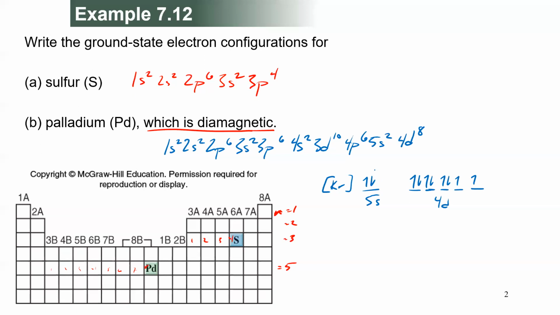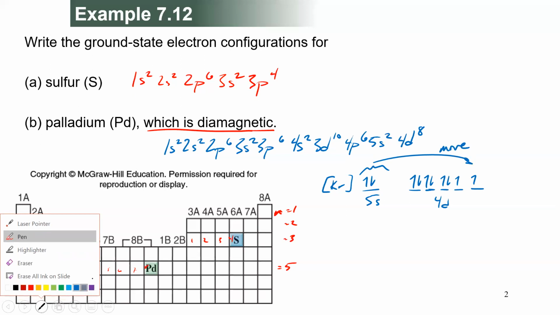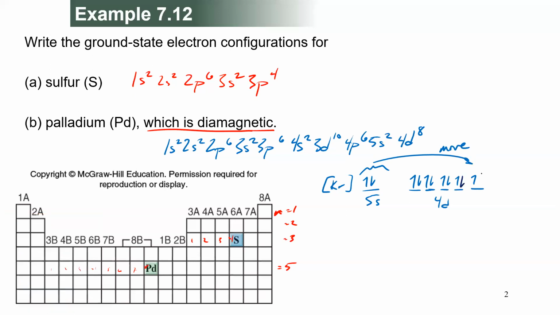And so we actually move these two electrons into the 4d. We end up with 4d10 and no 5s. So I'm going to strike out this last bit here. 4p6, then 4d10, no 5s electrons. Now, the only reason we knew to do that was because it told us that palladium was diamagnetic, right?